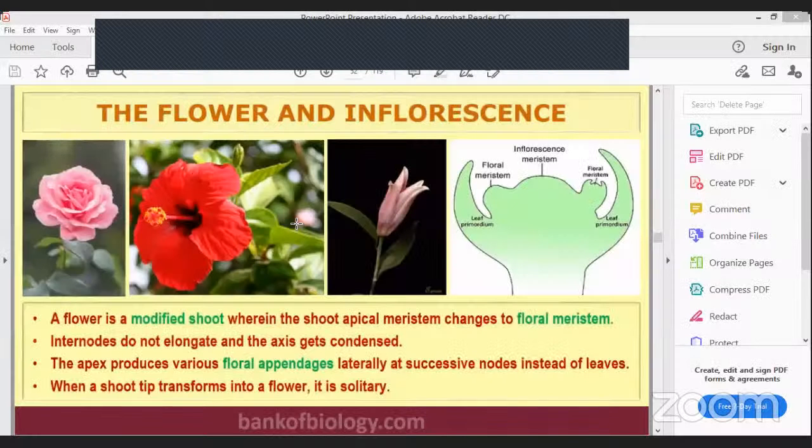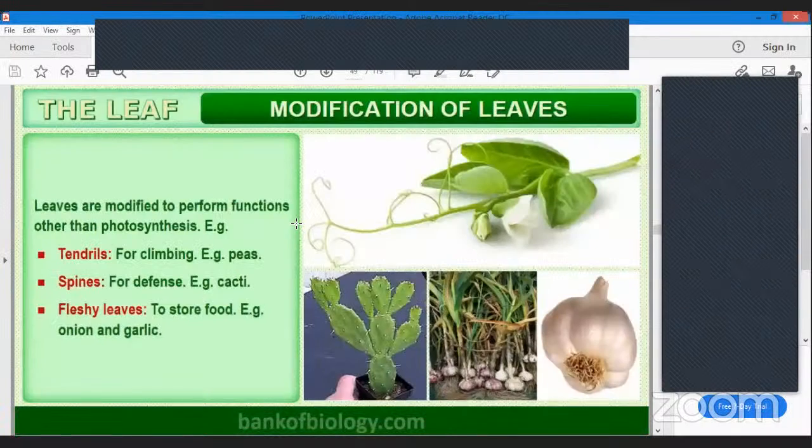So today's class will start with the inflorescence and the flowers. Okay.